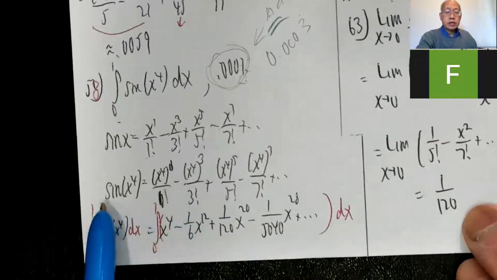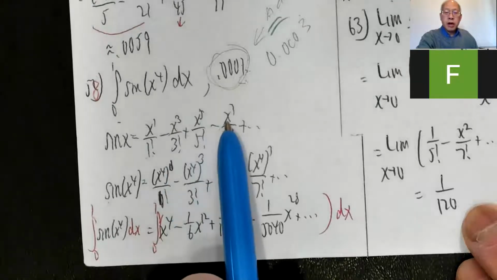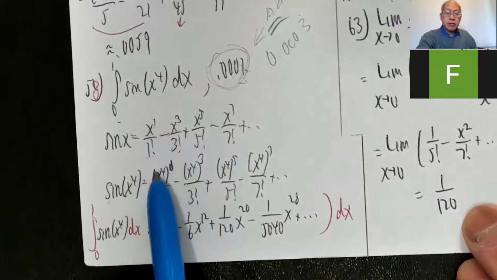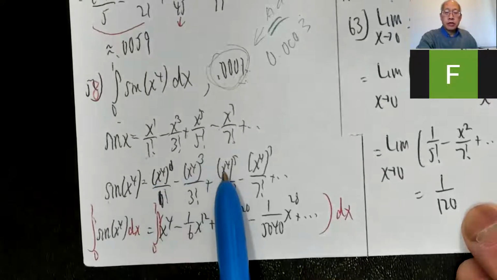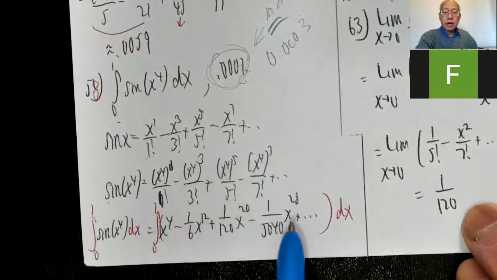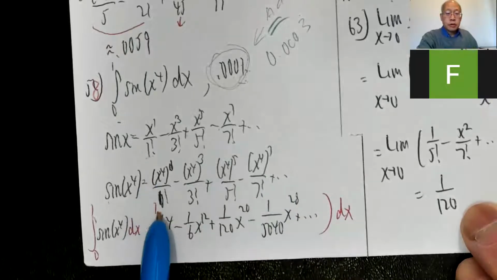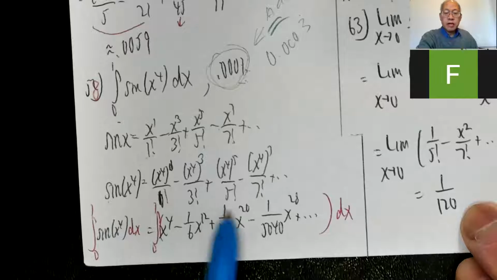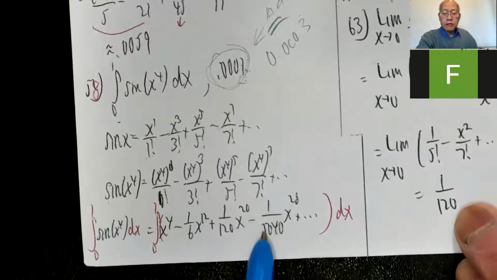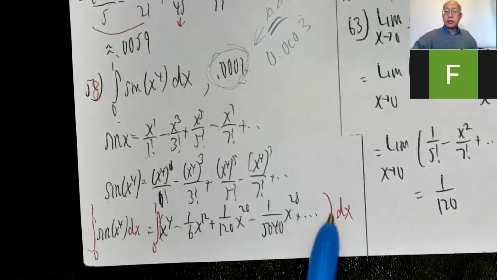So just like any other function, for sine of x to the fourth, erase the x and put parentheses x to the fourth to the first, x to the fourth cubed, x to the fourth to the fifth, x to the fourth to the seventh. So it becomes x to the fourth over 1 factorial, which is 1, minus 1/6 x to the 12th, plus 1 over 120 x to the 20th, minus 1 over 7 factorial, which is 5040, x to the 28th, dx.